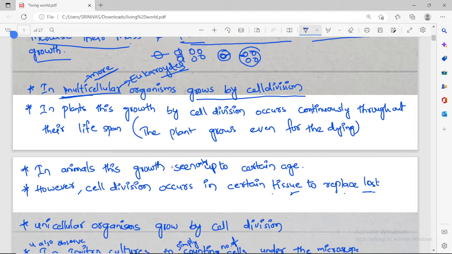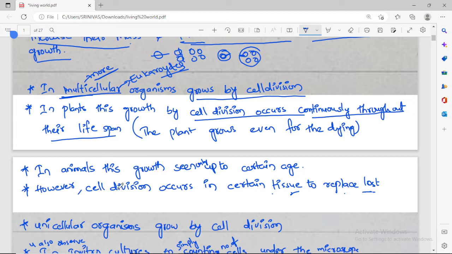First of all, we take plants. What happens in plants? This growth by cell division occurs continuously throughout their lifespan. In plants, cell division continues until the end of life.